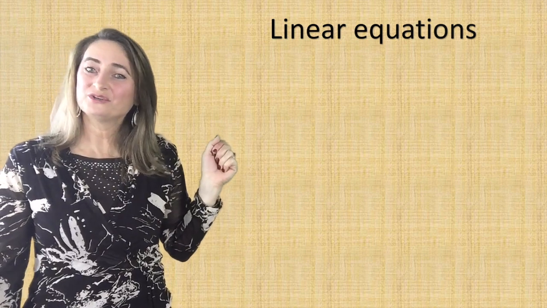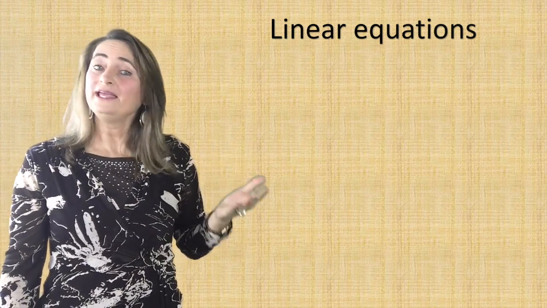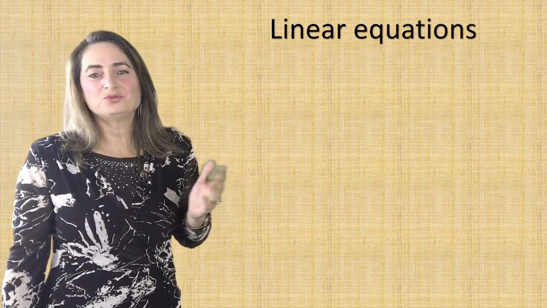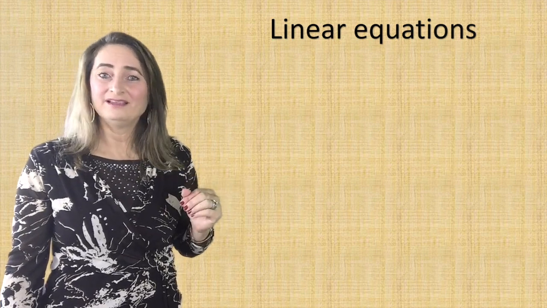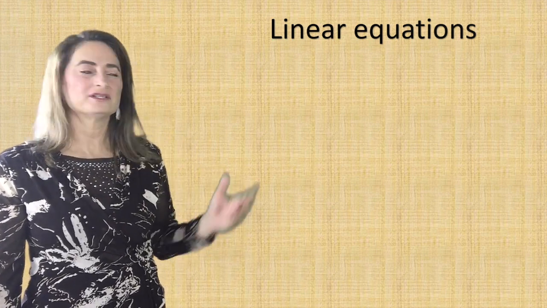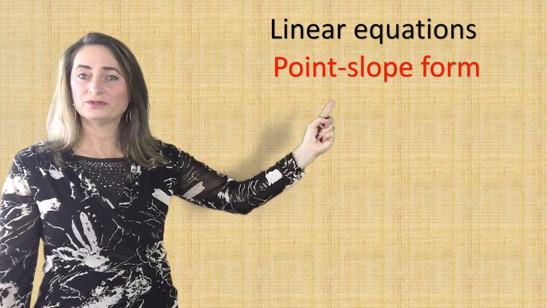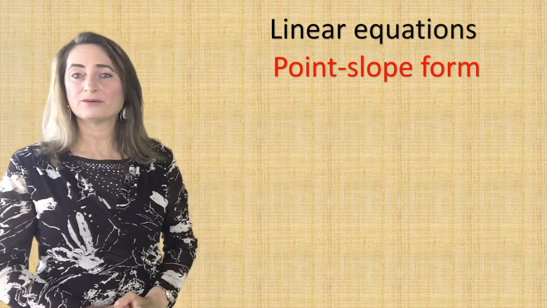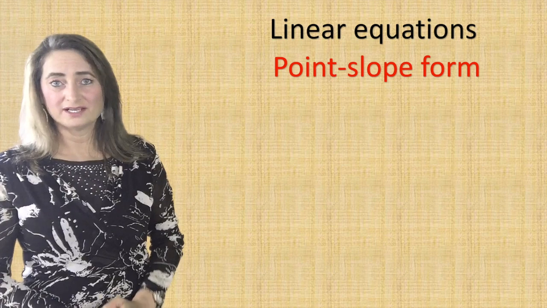We talked about linear equations. They are equations that, when graphed, make a straight line, and they have a constant rate of change, which is the slope. Today, we will come up with another linear equation called point slope, written in point slope form. Let's come up with this equation together.